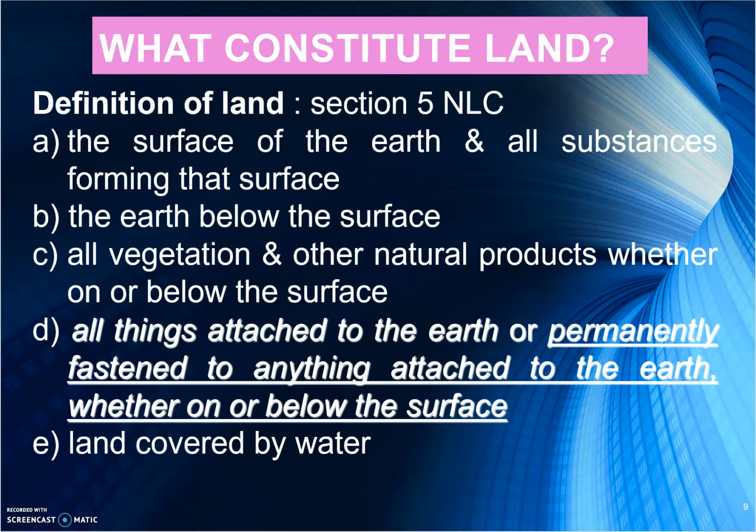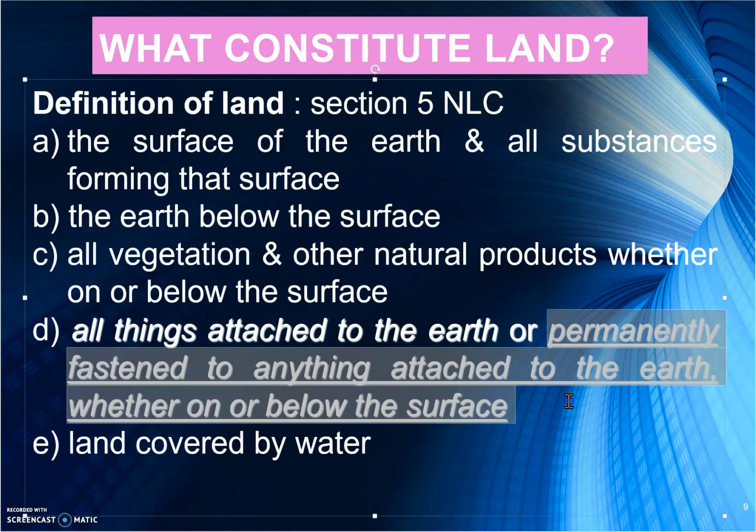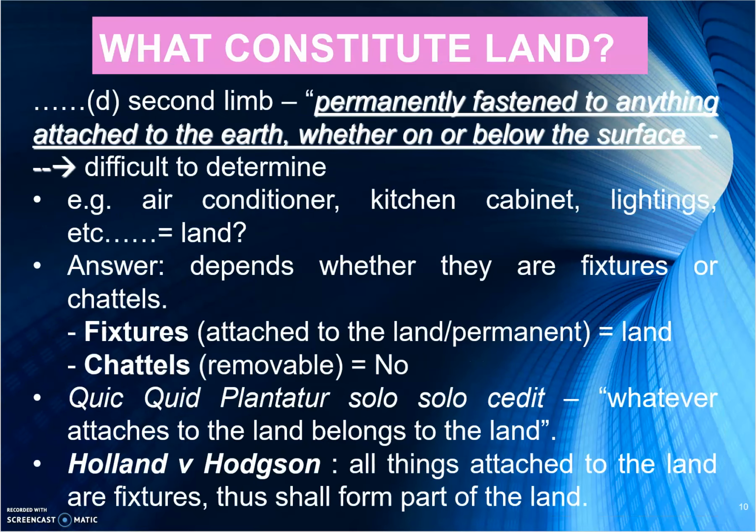Now, this is a very vague definition. We're going to go into section 5, paragraph D in detail. And then the last one, land covered by water. So this is what constitutes land. This is the definition. Now, the main part we're going to look into is section 5, paragraph D, which is this part: not all things attached to the land, but those permanently fastened to anything attached to the earth, whether on or below the surface.